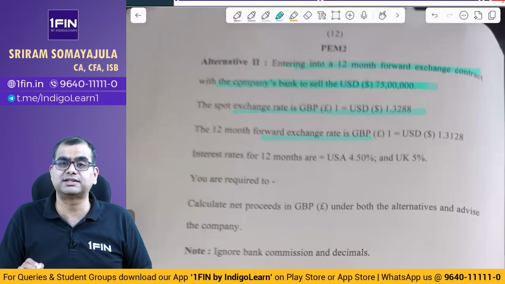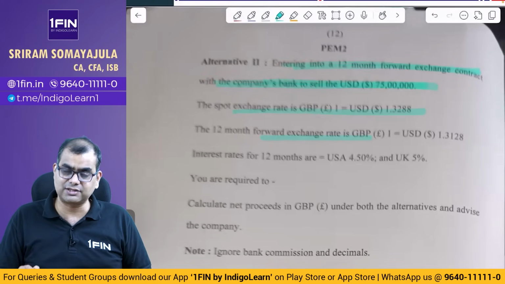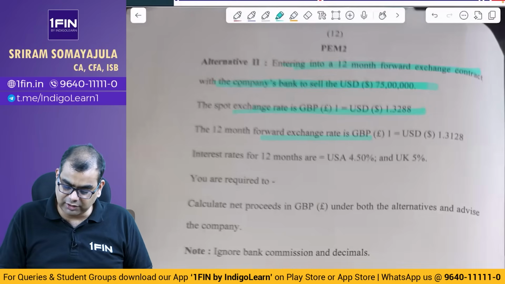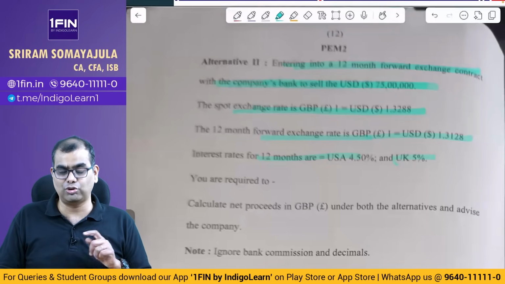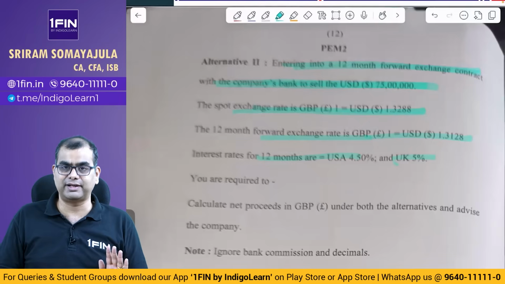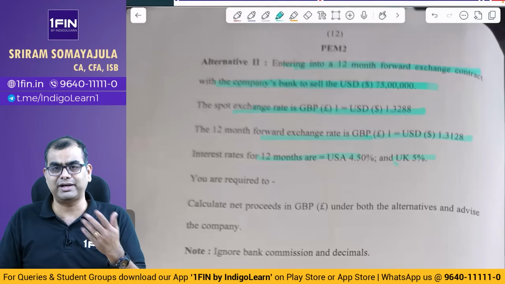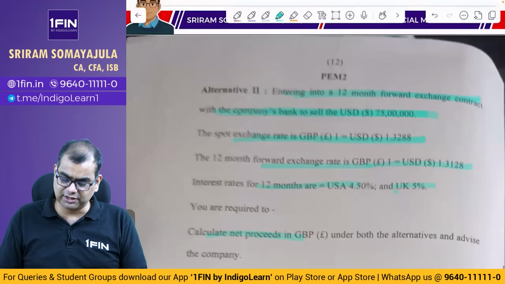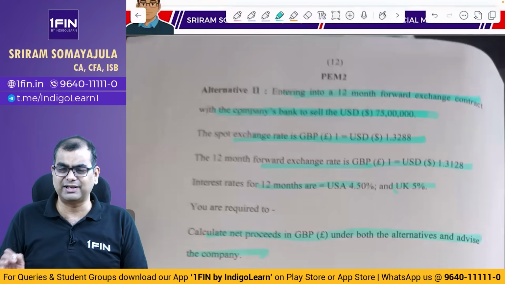The company's bank to sell USD 75 lakhs. So do a forward. Spot rate is 1.3288. Forward rate is 1.3128. Interest rates are USD 4.8 and 4.5, in UK 5%. So they're asking you basically money market rate and your forward rate. Which one is better? Money market hedge. And they clearly said calculate net proceeds under both alternatives and advise, ignore commission and decimals and all that.